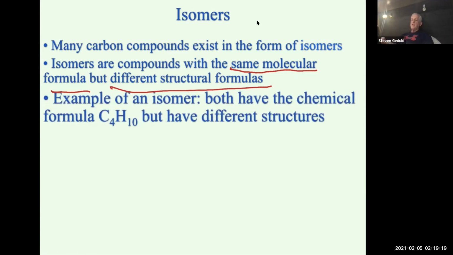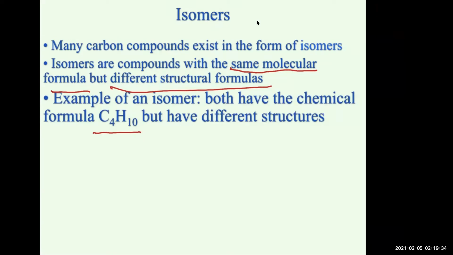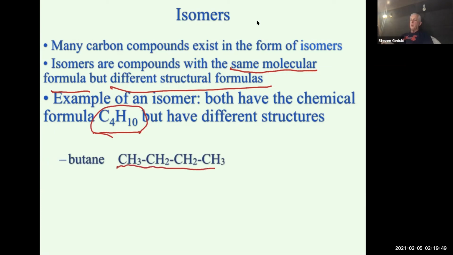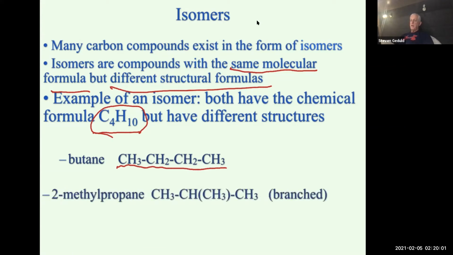Let's take, for example, C4H10. If you look at that chemical compound, we know how many carbon atoms are in it: 4, right? How many hydrogen atoms? 10, perfect. But you can have different structures. It's the same molecular formula, different structural formula. Butane is 4 carbons all in a row. That's butane. Count the number of carbons, count the number of hydrogens: C4H10.